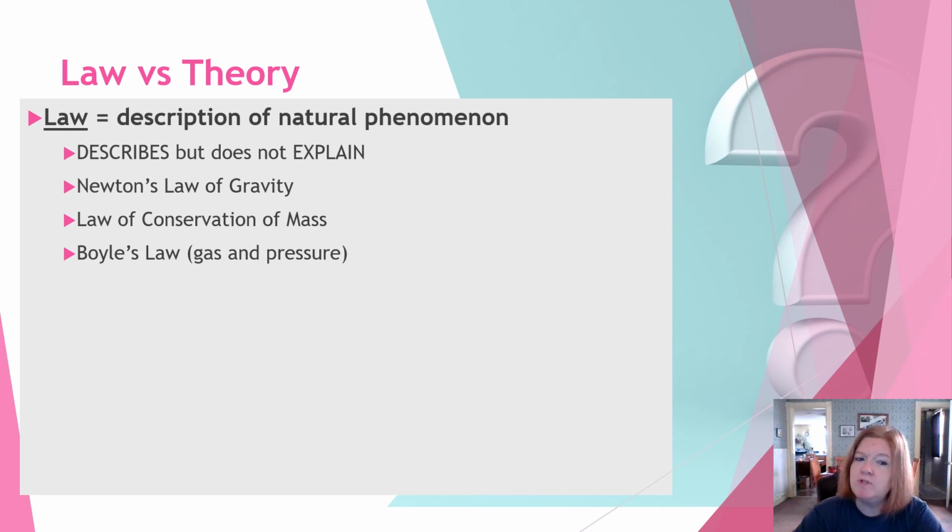Also, these can be confusing, law versus theory. So a law is just a description of a natural phenomenon. It describes it but doesn't explain. So Newton's law of gravity says that whatever goes up must come down. Law of conservation of mass, mass is never created nor destroyed. Okay, it does not explain the why. It just tells you this is what it is.